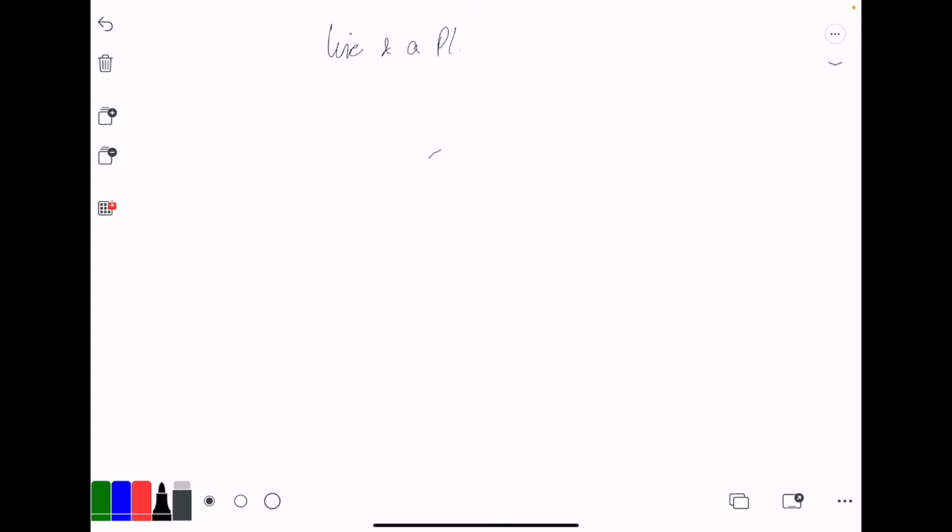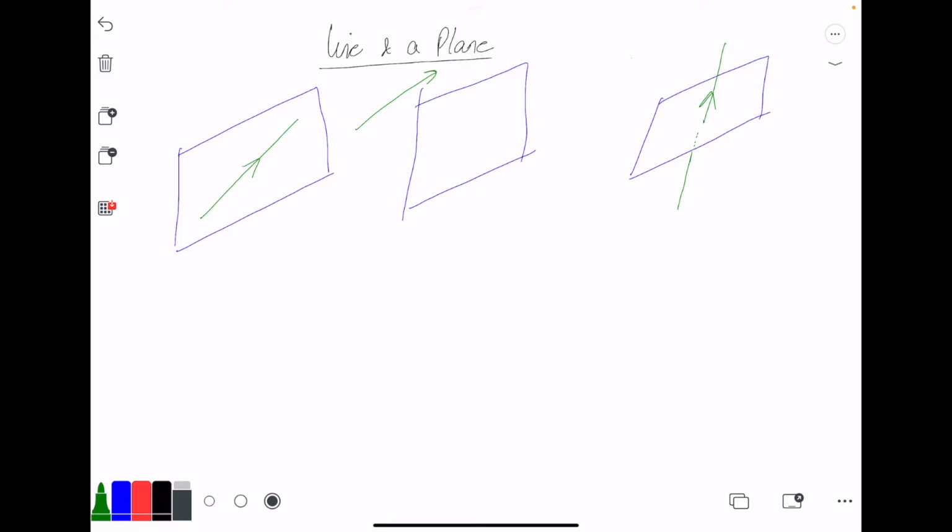Line and a plane. Here we'll see the three possibilities between a line and a plane. So here the line lies on the plane. Here the line is parallel to the plane. And here the line intersects the plane.